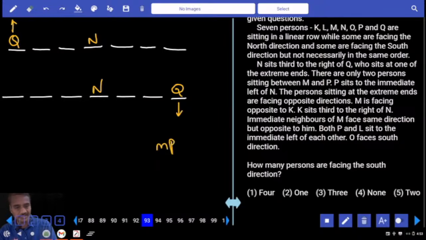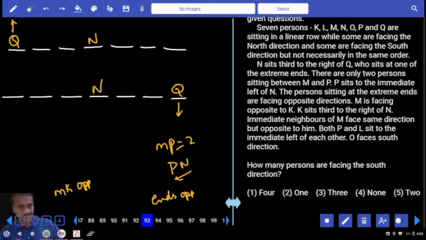Now in between M and P there are only two. P sits to the immediate left of N. How many possibilities? Two possibilities in each of these. Then next one. The persons sitting at the extreme ends are facing opposite directions. Then M is facing opposite to K. M and K opposite directions. The next one, K sits out to the right of N. Now K is seated to the right of N, N is facing north. Now K is seated to the right of N, N is facing south.